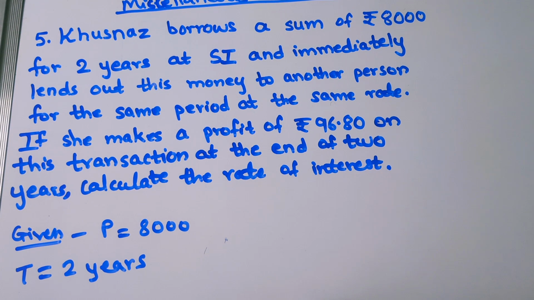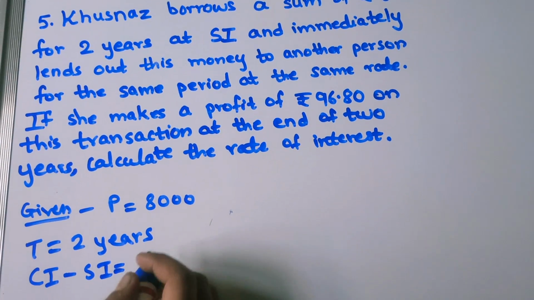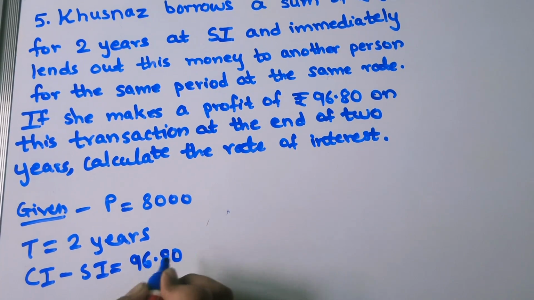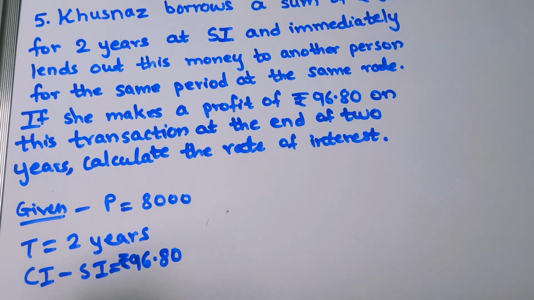If she makes a profit, now the profit का मतलब she might have given this at compound interest rate. So what is profit? Profit is equal to compound interest minus simple interest. So what is our value? Compound interest minus simple interest is equal to 96 rupees 80 paisa. Right? On this transaction, at the end of 2 years, the time period is again the same, calculate the rate of interest. So what we have to find is the rate of interest.